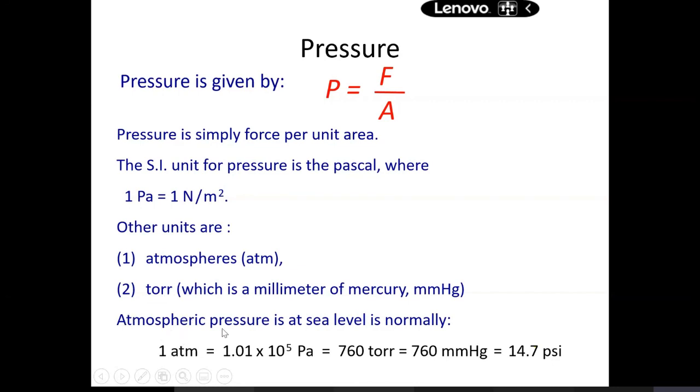Just for information, the atmospheric pressure at sea level is 1 atm, which is about 1.01 times 10 power 5 Pascal, or approximately 101 kilopascal. That is the atmospheric pressure at sea level. It is also equal to 760 torr, or 760 millimeter mercury, or 14.7 psi. PSI stands for pound per square inch.